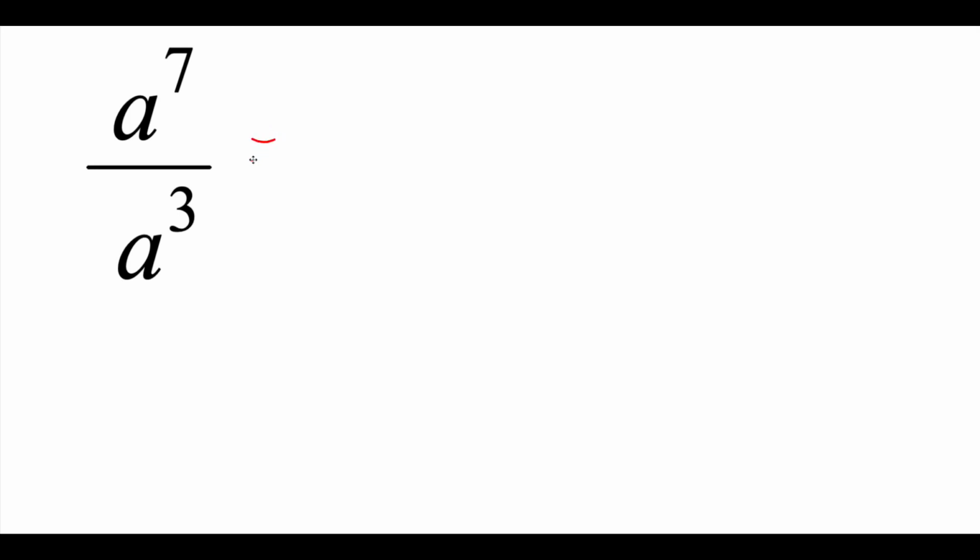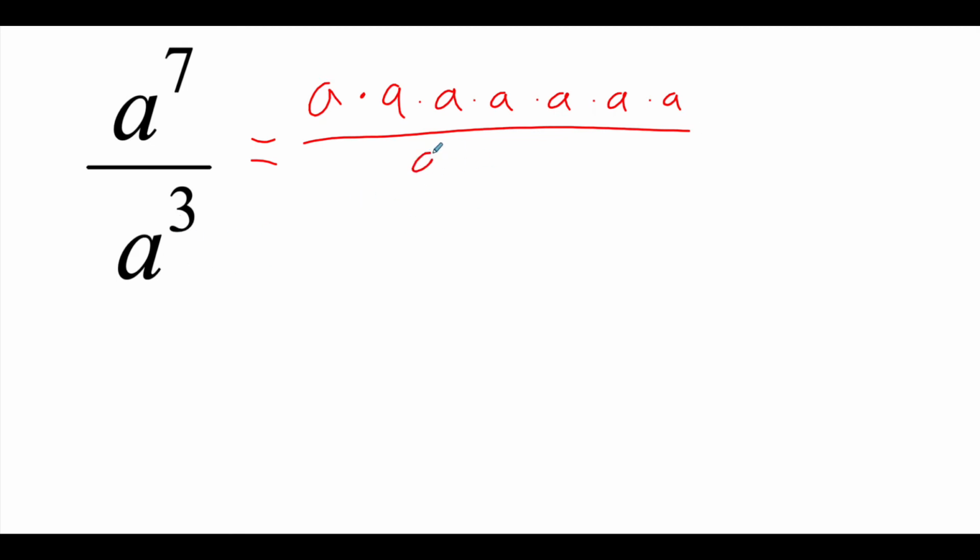So remember, with exponents, having a to the 7th really means that we're multiplying a by itself 7 times. And on bottom, a to the 3rd really means that we're multiplying that a by itself 3 times. Now, because we have multiplication happening on top and on bottom, there's actually going to be some canceling that we can do with the a's on top and on bottom.